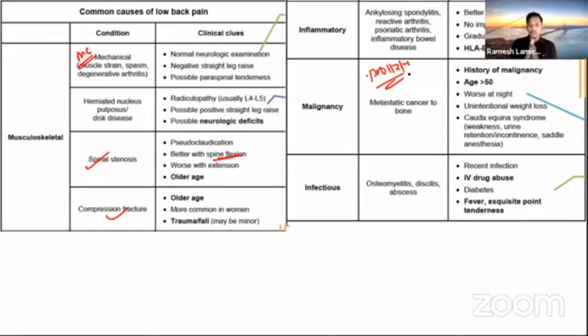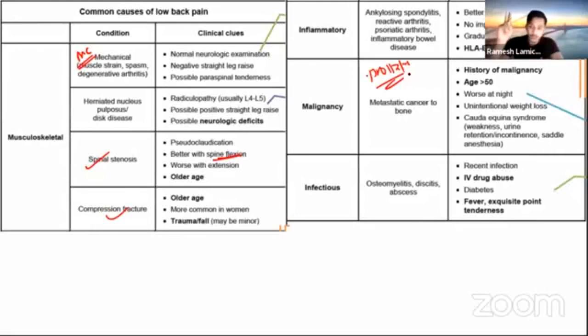So if I am going to revise this slide, you think of four things about back pain, right? One is a musculoskeletal problem. In the musculoskeletal problem, there are four things. One is mechanical. In mechanical, there is a history of heavy weight lifting.